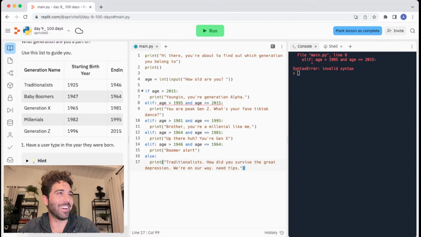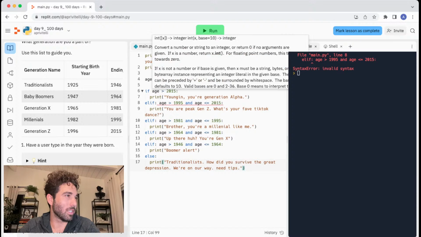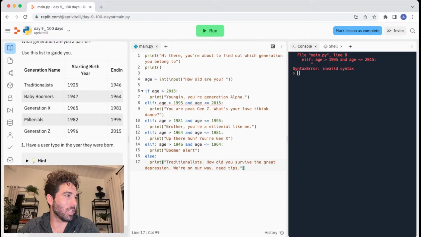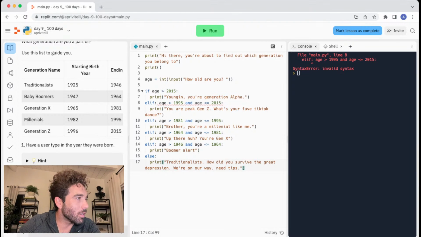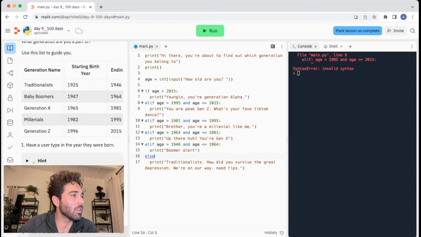Okay, line 8, first issue. Fudge. Elif. Invalid syntax. Elif. Oh, whoops. I don't know why I was doing this. Else. Age.